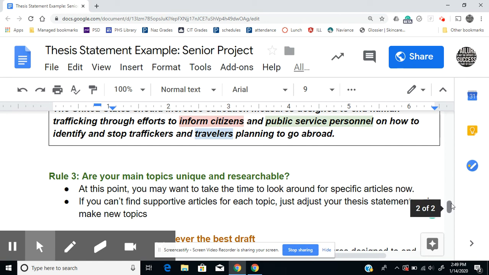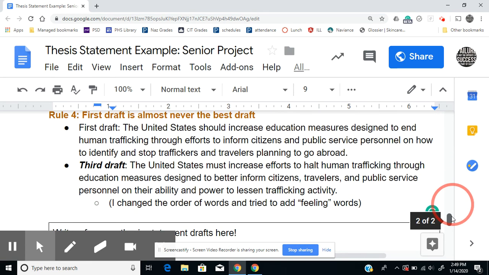Finally, you want to come up with the best draft. Probably your thesis statement is actually not that good. The first draft is almost never the best draft. And so what you want to do is kind of rearrange maybe the words. Maybe you want to add some feeling words. I did 3 drafts, and you don't see my second draft, but my third draft is here. It's my favorite. The United States must increase efforts to halt human trafficking through education measures designed to better inform citizens, travelers, and public service personnel on their ability and power to lessen trafficking activity. So that was my favorite one.